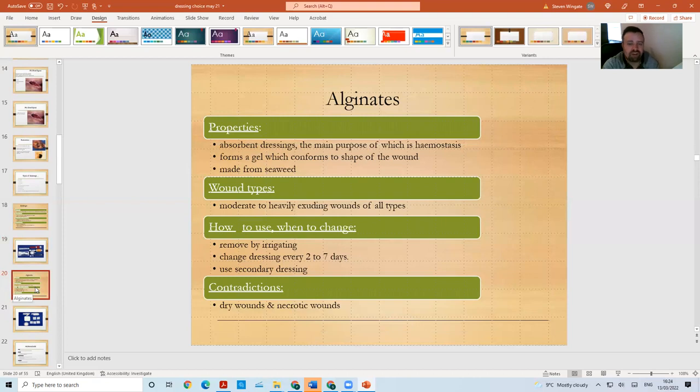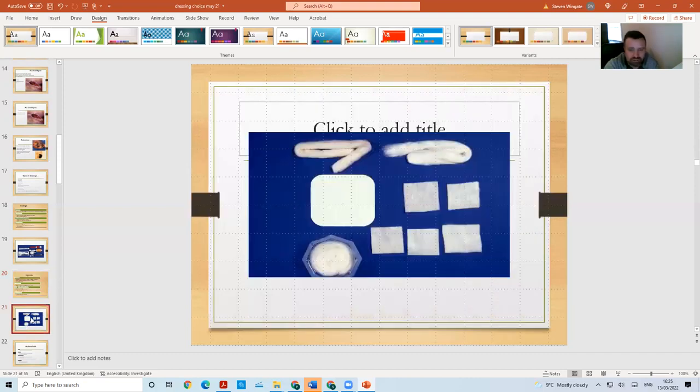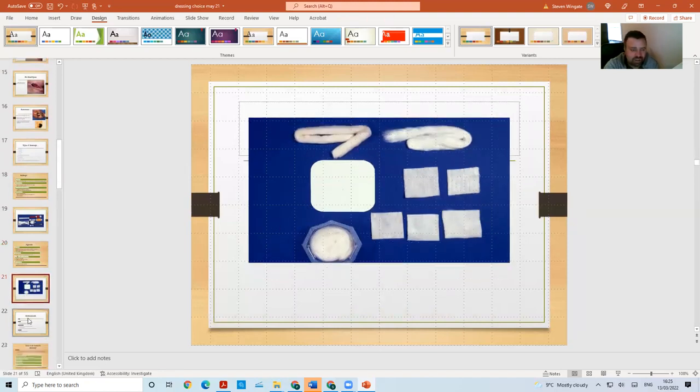So looking at different dressings, we're looking at dressings to promote haemostasis, in different shapes. Some can be made from seaweed. Wound types: suitable for wounds of all types. Remove or change every 2 to 7 days, and you can use it as a second dressing, in line with something else. And again, great for dry wounds and necrotic wounds, those black wounds. So again, there are some of those there which you can look at.